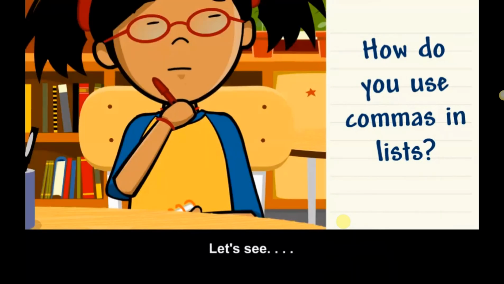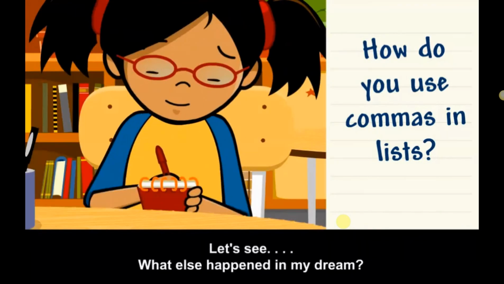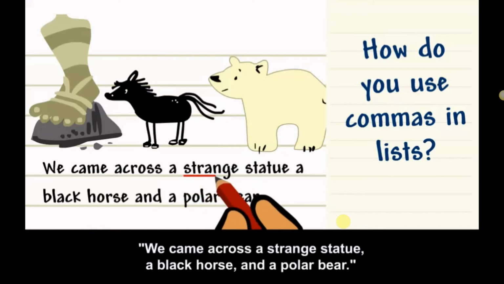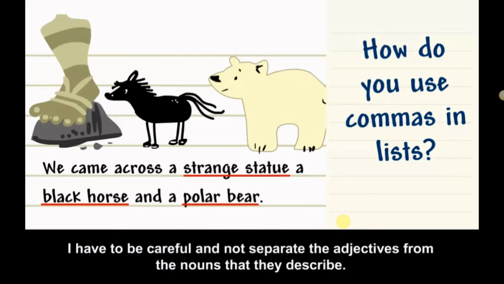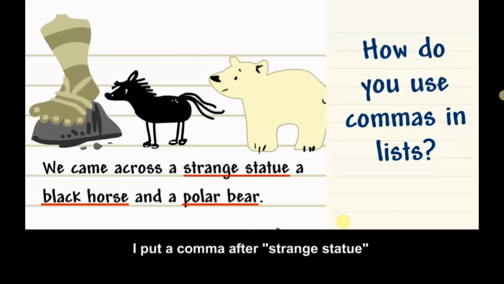Let's see, what else happened in my dream? We came across a strange statue, a black horse, and a polar bear. I definitely need commas in this sentence. I have to be careful and not separate the adjectives from the nouns that they describe. I put a comma after strange statue and black horse.